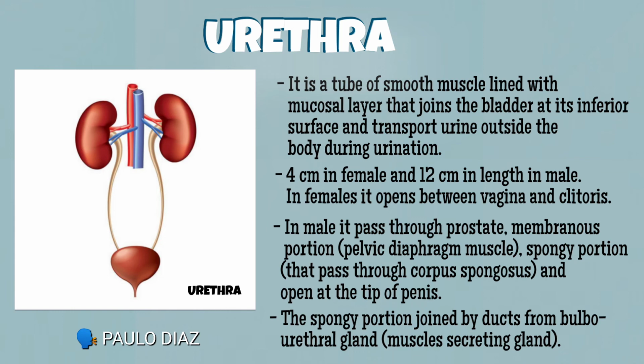In females, it opens between the vagina and clitoris. In males, it passes through the prostate, membranous portion, pelvic diaphragm muscles, and spongy portions that pass through the corpus spongiosum and open at the tip of the penis. The spongy portion is joined by ducts from the bulbourethral gland, a mucus-secreting gland.